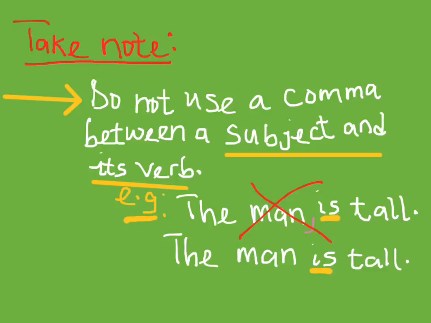The subject here is the man, and the verb to be is is. So you will not put the man, and then a comma, is tall. It's wrong. You rather say, the man is tall. Well, it's one idea.